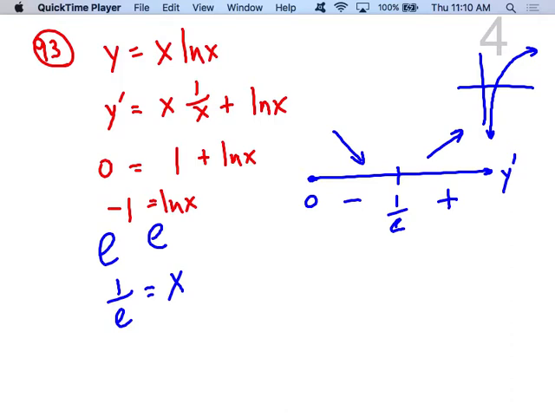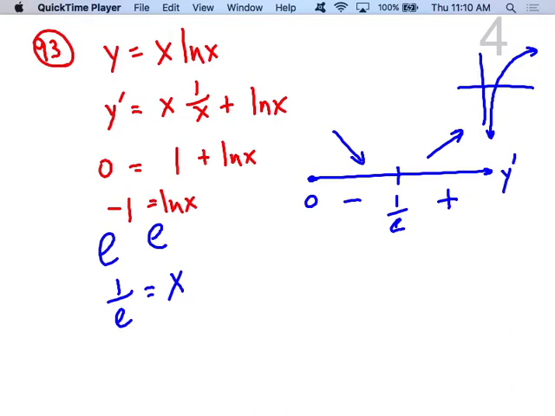And is that all we had to do, was find the extrema? No, you have to find the points of inflection. Okay, want to keep going then? Alright, y double prime?